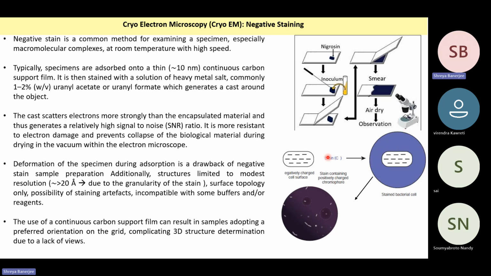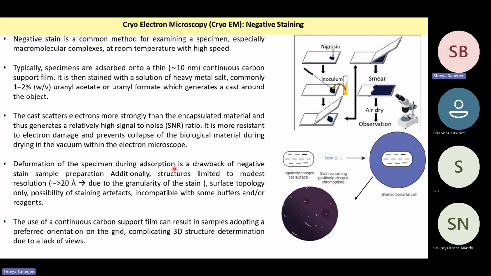Also, we saw that in the vacuum that is there in an electron microscope, the cell structure can completely collapse due to evaporation of water. But this stain layer will protect that cell structure from collapsing. So this is called negative stain, and it protects the cell from damage by the electron microscope and also gives a better signal to noise ratio image of the cell.